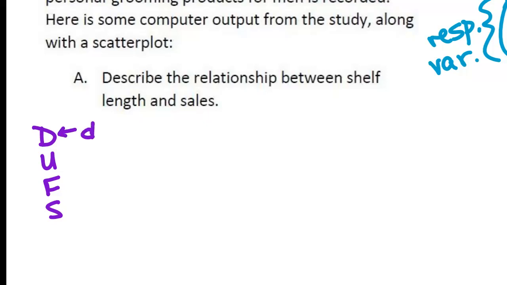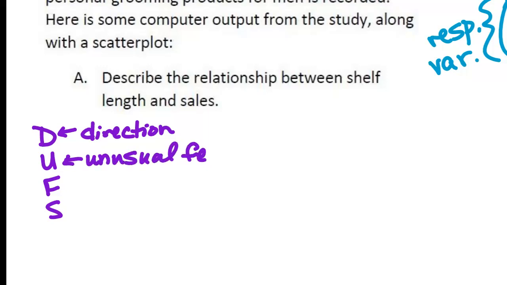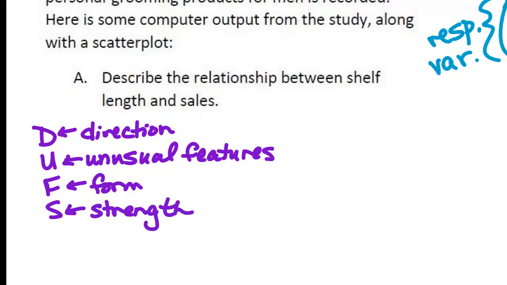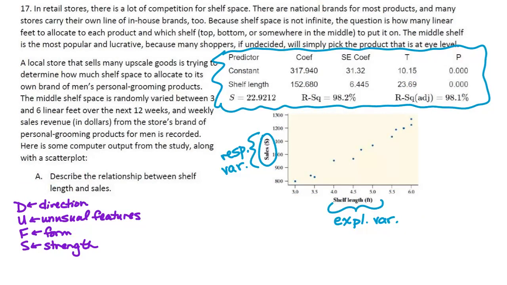We're going to describe the direction, any unusual features, the form, and the strength. Some of this I'm going to have to get from the graph. Some of it I'm going to get from that box of information up there.